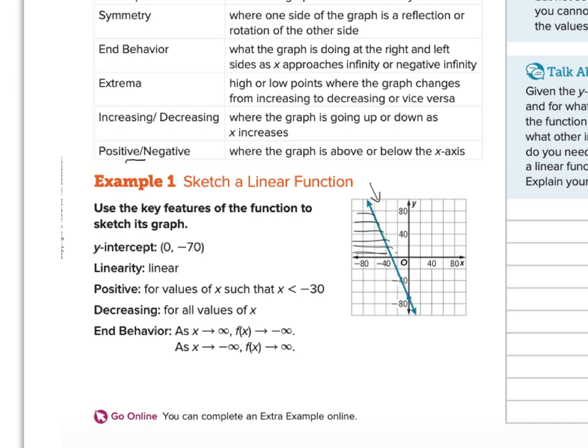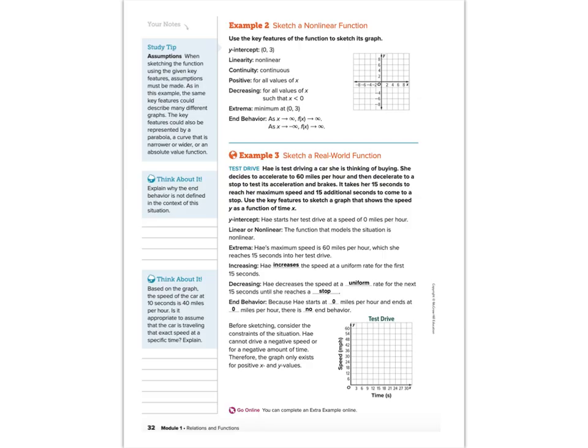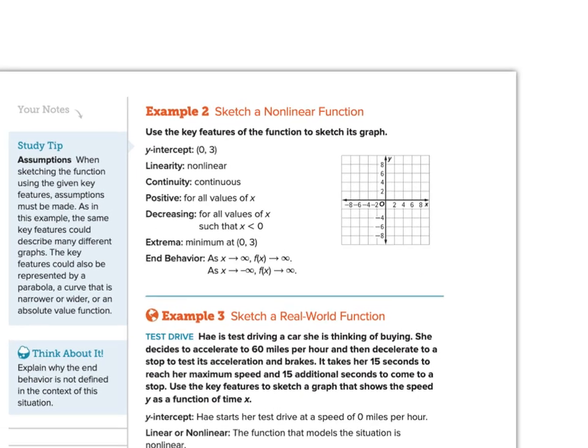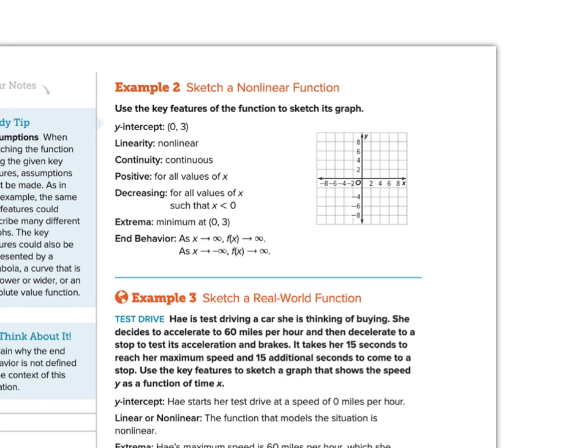And then my end behavior, again, as x approaches positive infinity, y is approaching negative infinity. As x approaches negative infinity, y is approaching positive infinity. So understanding what those terms are and what they look like. Now, using those key features to go ahead and graph it, this is nonlinear. So let's see what we got here.